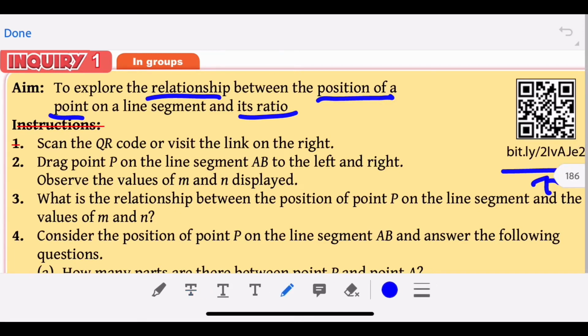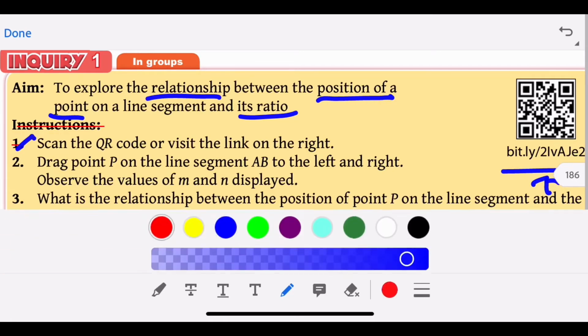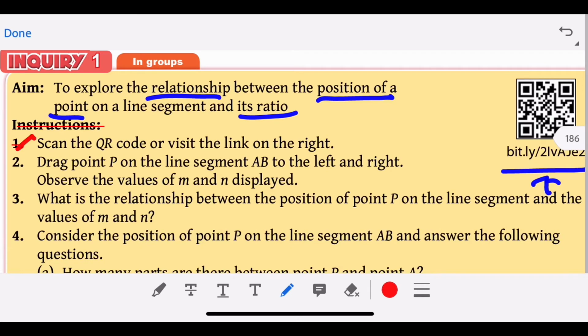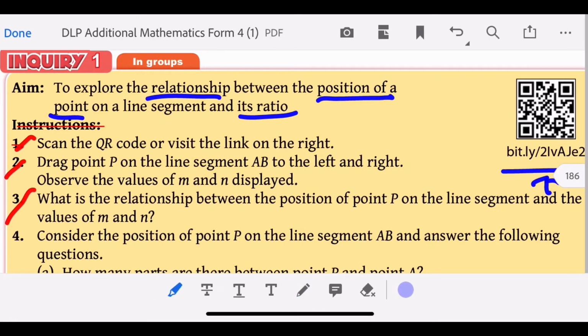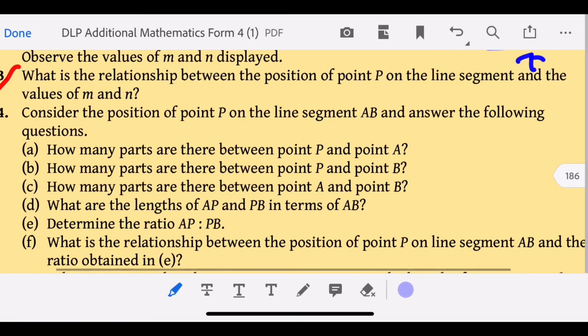First of all, you need to scan the QR code or visit the link on the right. Then after that, you need to drag the point P on the line segment AB to the left and right, and observe the values of m and n displayed. Then what is the relationship between the position of point P on the line segment and the values of m and n? Okay, so we are going to scan the QR code, and then we will try to do this activity so that you can understand.